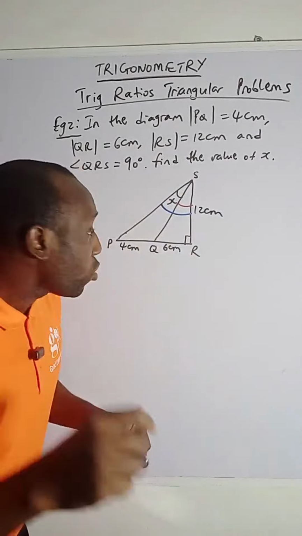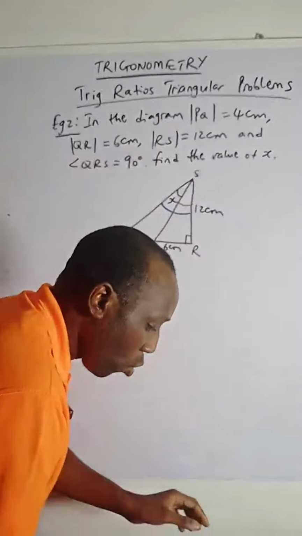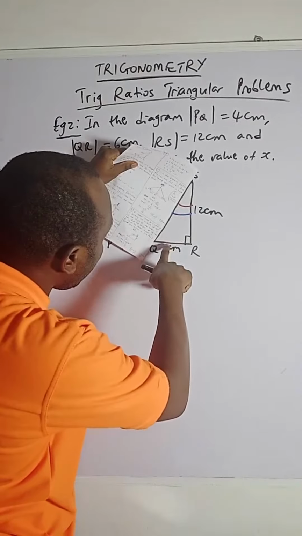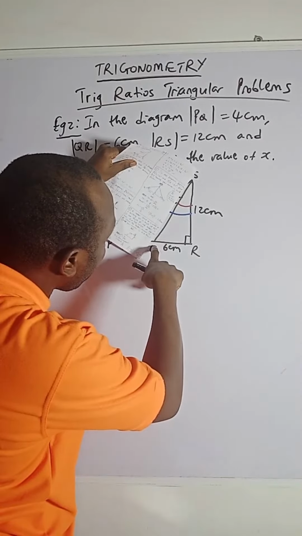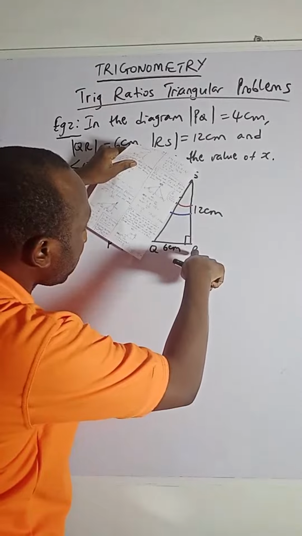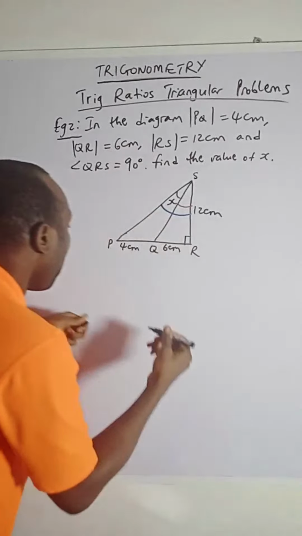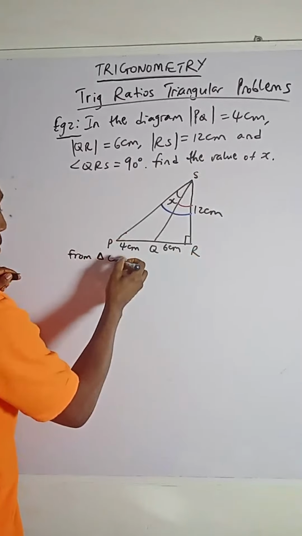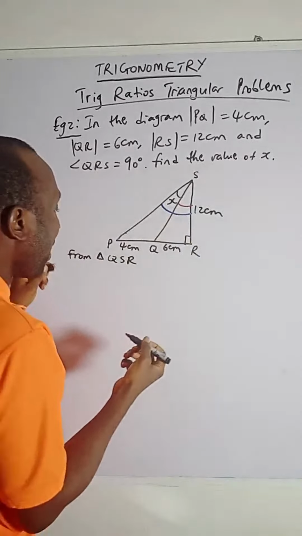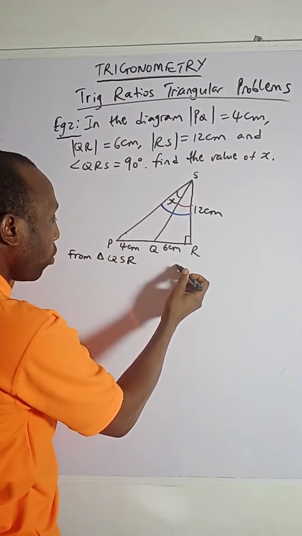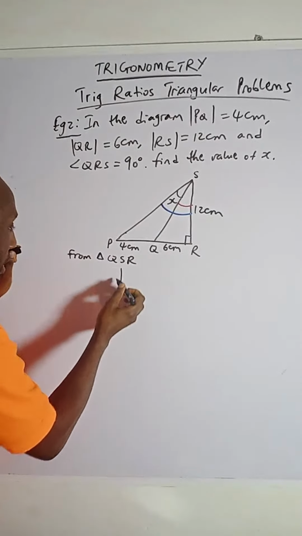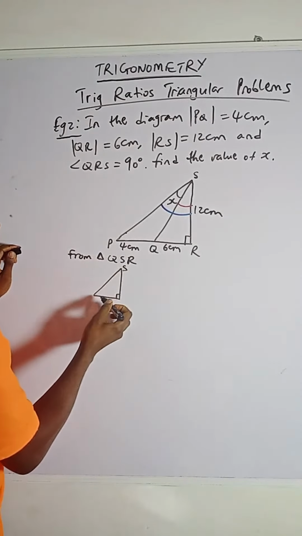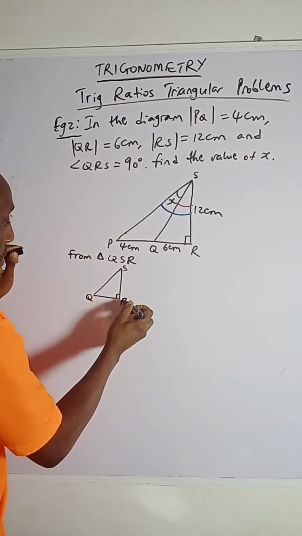So people, I want us to just pretend as though this does not exist. See what I have, this triangle QSR. So I'm going to say from triangle QSR, which is this one. Maybe I should just quickly bring it out here, if you don't mind me doing that. Let me just draw it here. It's going to be small, I promise. So this is S, this is Q, this is R.